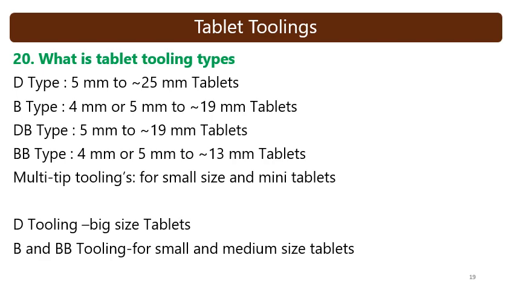Multi-tip toolings are used for small size and mini tablet formulations. Multi-tip toolings can compress more tablets in a single compression. That means instead of one punch tip, there are multiple punch tips in the same punch, and that's why these toolings can give you multiple tablets at a single compression.